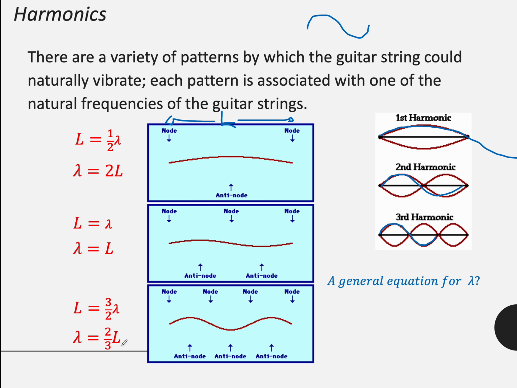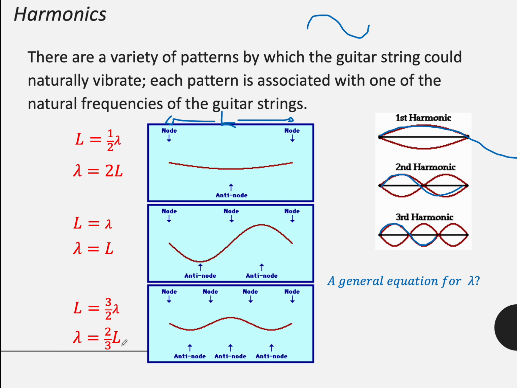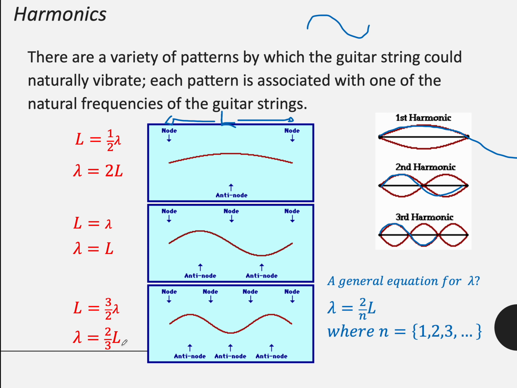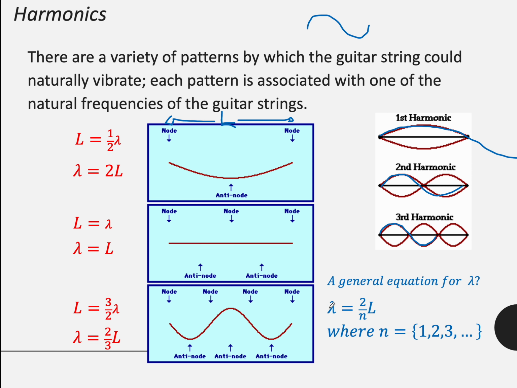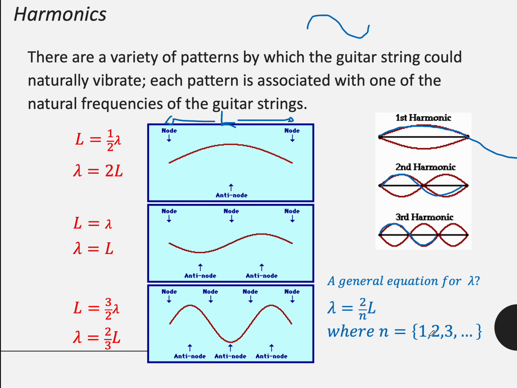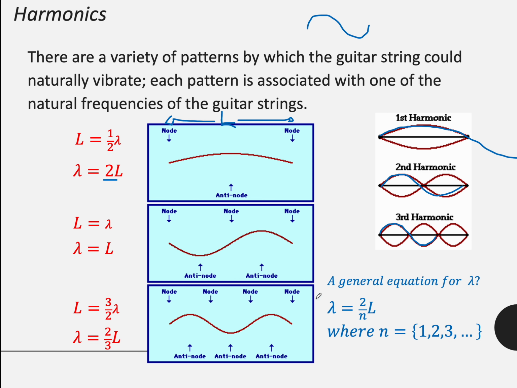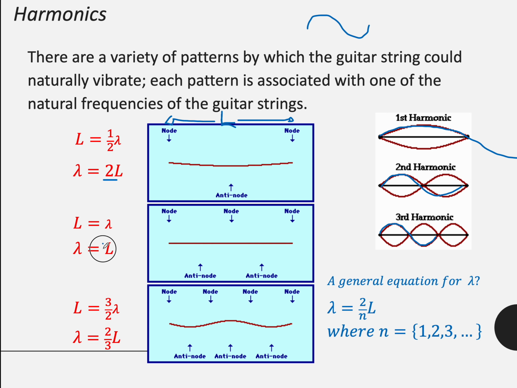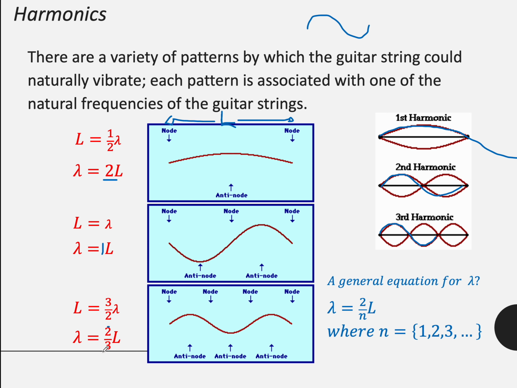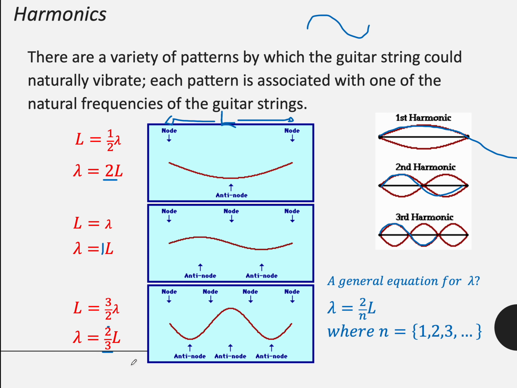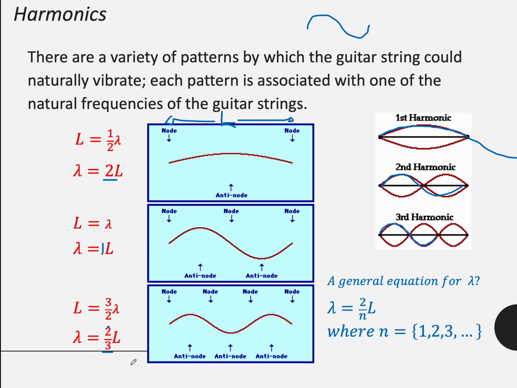Is there a general equation then? The answer is yeah. General equation for the wavelength: wavelength is equal to 2 over n times L, where n can be 1, in which case that becomes 2L. Or if you plug in 2, it becomes L. Or if you plug in 3, it becomes 2/3 L. You can sort of see the pattern. And you can continue this on for the fourth harmonic, the fifth harmonic, the sixth harmonic, where n here represents the harmonic number.